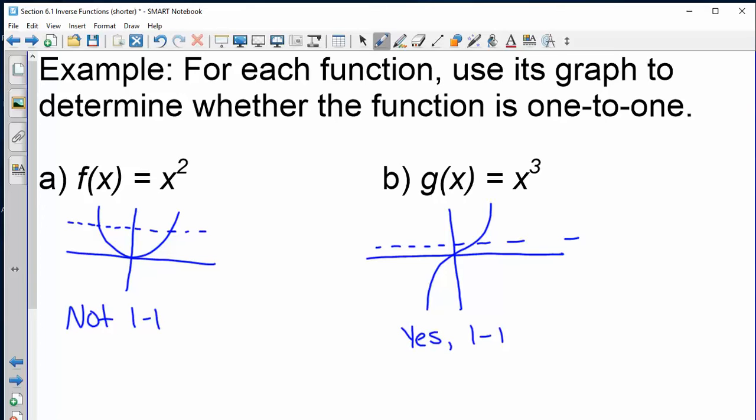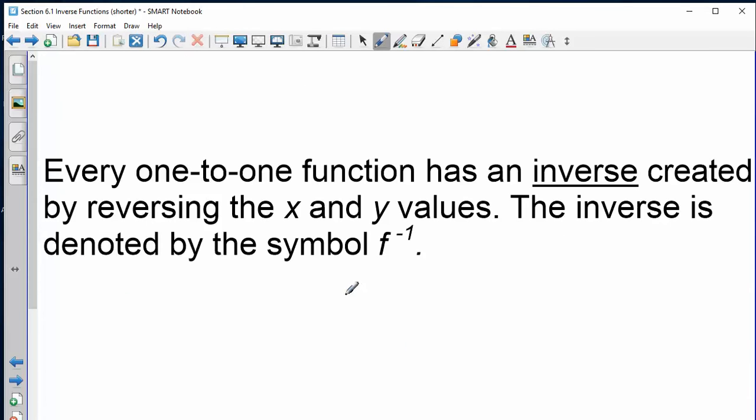So we've been talking about these 1 to 1 functions because if a function is 1 to 1, it has what is called an inverse. To find the inverse, we switch the x and y values. A lot of times you will see this f to the -1 power, that is the symbol for inverse. It does not mean 1 over, it means we have reversed the x and y.